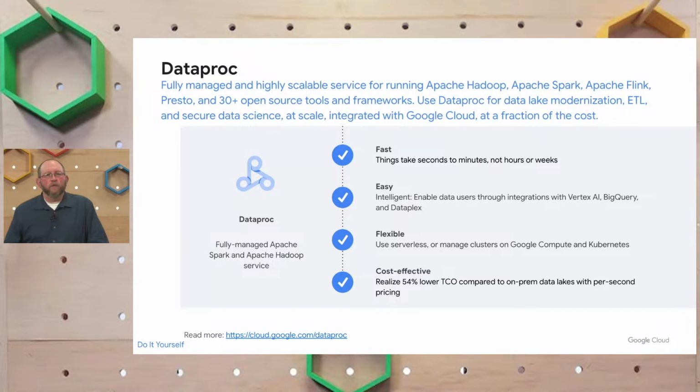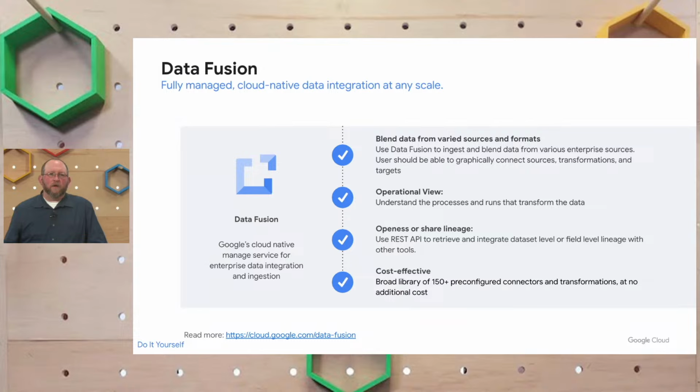If you want a little bit more customizability, Dataproc and Data Fusion are Google's preferred tools to help you manage that data and transform it into what can be consumed by that training module.